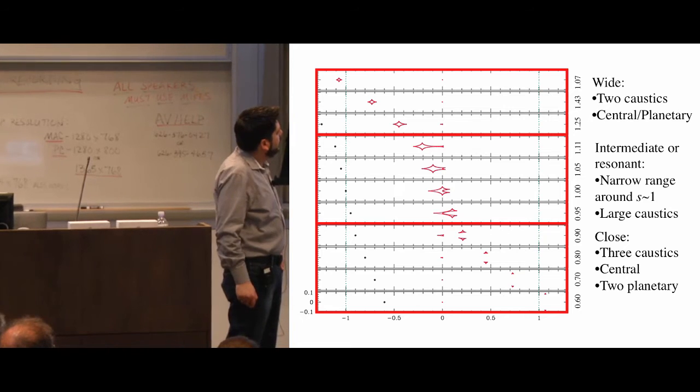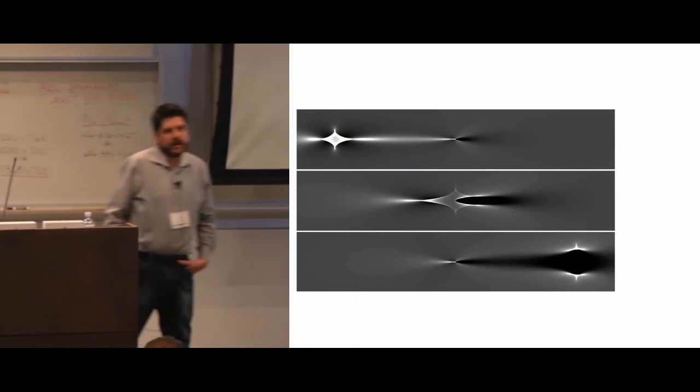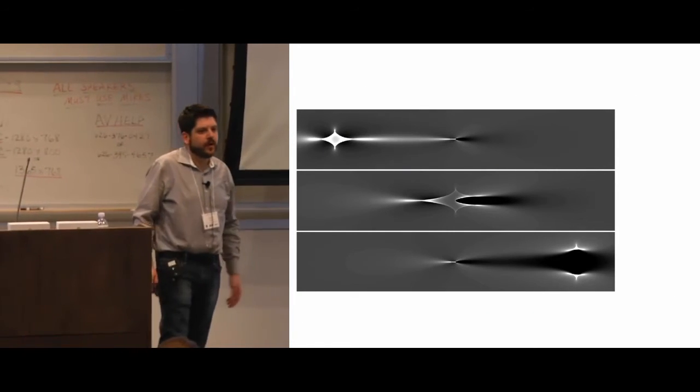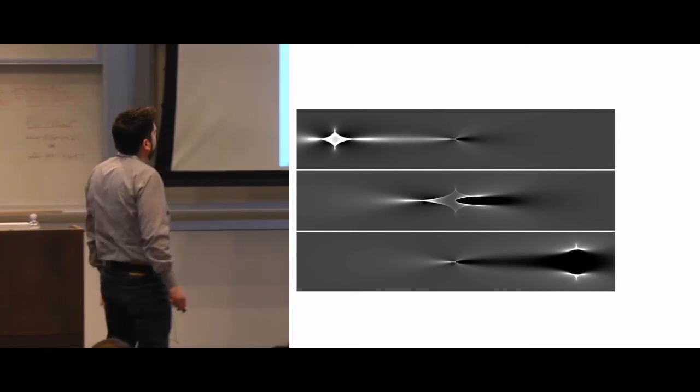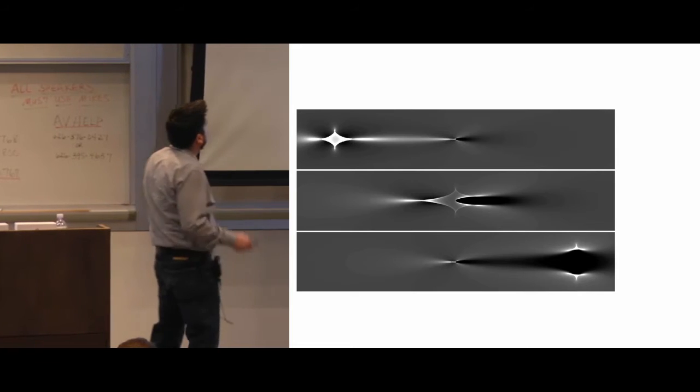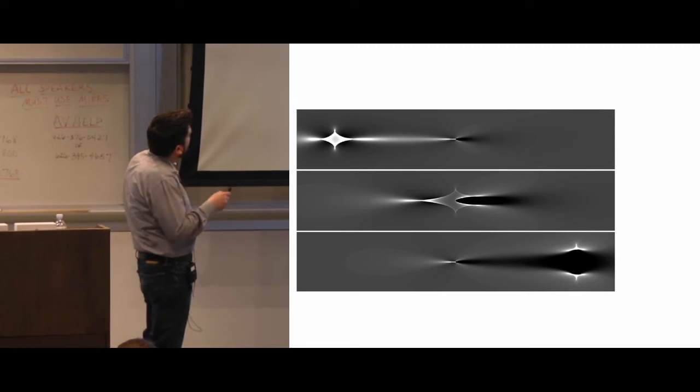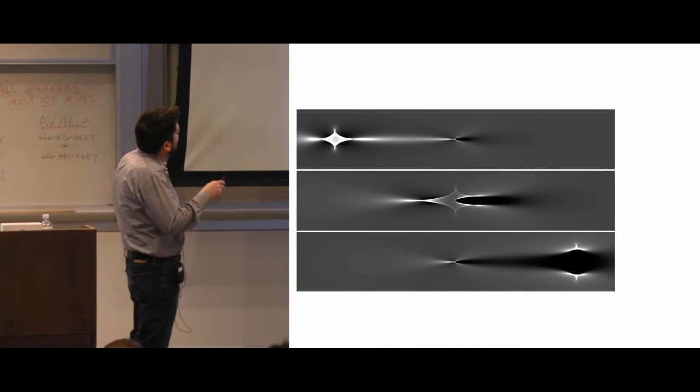All right, so here's what the magnification looks like, and this explains why, if you understand what the caustics look like, you'll understand how planetary perturbations look. So here's the case of a wide topology. Here's your central caustic, and here's your planetary caustic. In these cases, it looks like they're connected, but they're not.